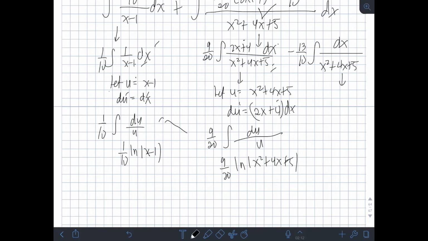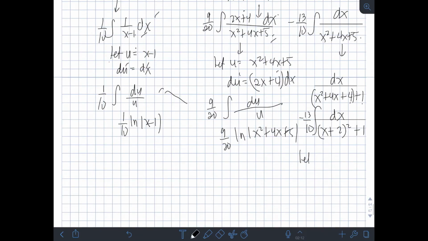Okay, so ito na lang yung last. So, pwede natin gawin dito is, i-complete the square natin yung denominator. So, dx over, so x squared plus 4x plus 4 plus 1. Right? Kasi 4 plus 1 is 5. And then, i-factor ko as dx over x plus 2 quantity squared plus 1. Okay, so integral ng negative 13 over 10. So, pwede nating i-let u dito si x plus 2. Then, du is equal to dx. So, we have negative 13 over 10 integral ng du over u squared plus 1.